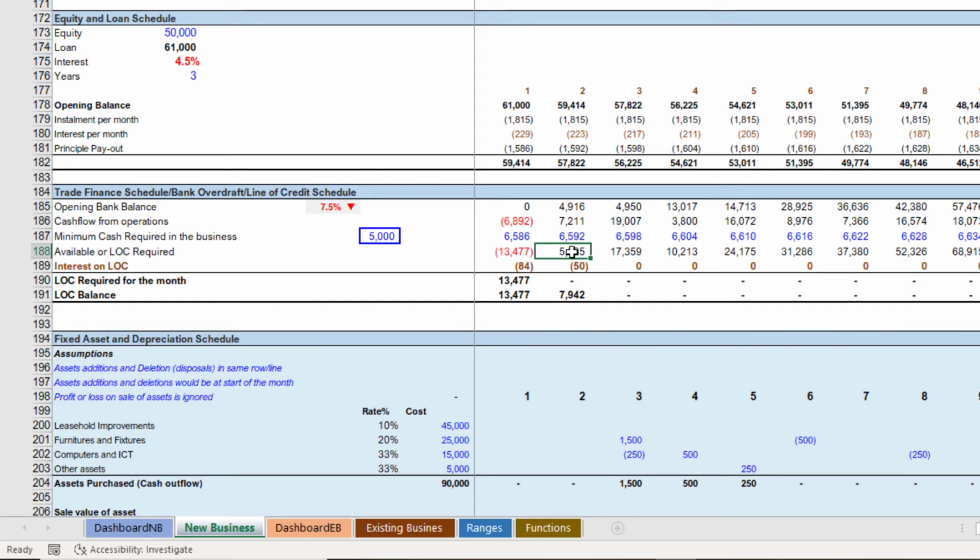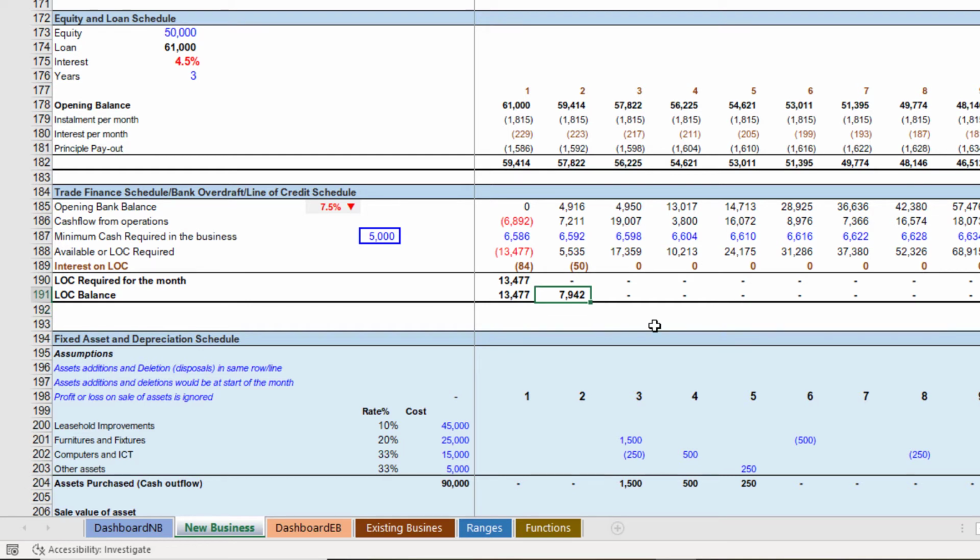So 5535, we have excess cash in the business, so we can pay off some of it to our loan. So that is our LOC. We have paid this 5535 to the banker, that is LOC. So our balance has reduced to 7942. If I minus 13,477 minus this amount, I got this figure.